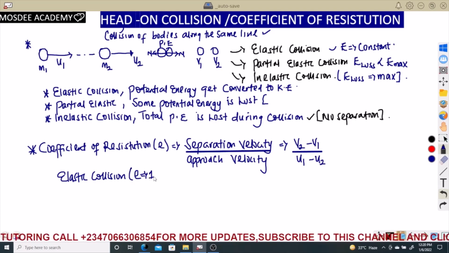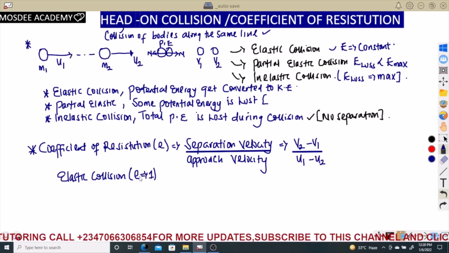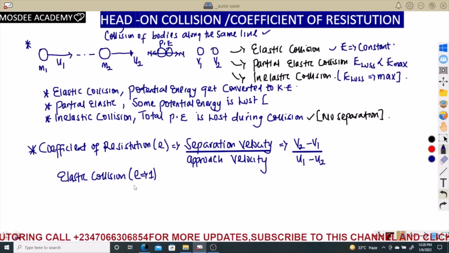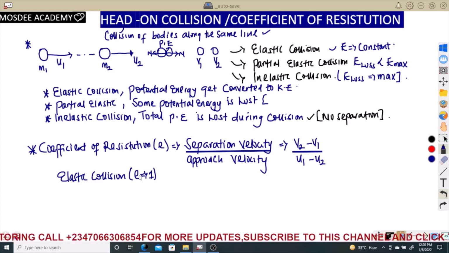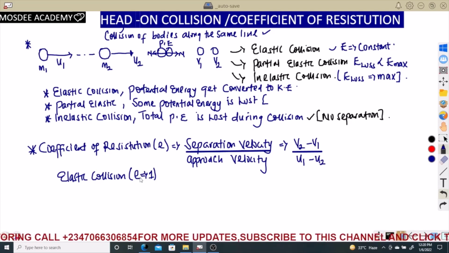Why is it equal to 1? It is very easy to understand. We say in an elastic collision energy is constant, that is, potential energy has been converted to kinetic energy. So the coefficient of restitution is always equal to 1 for elastic collision.